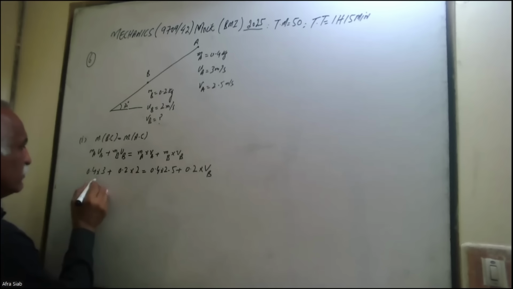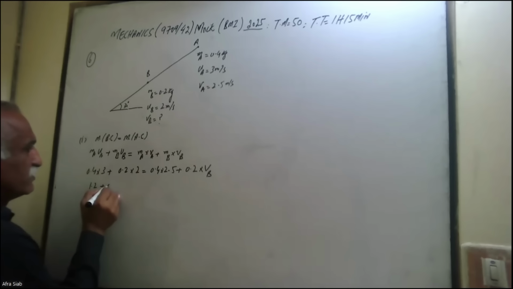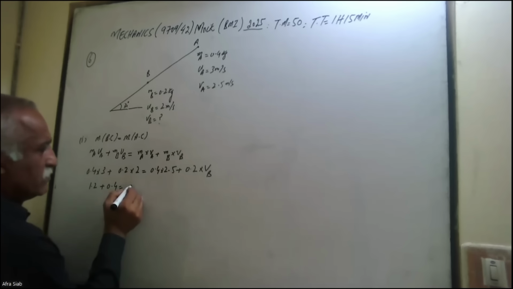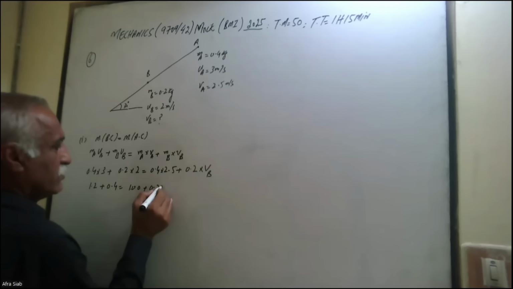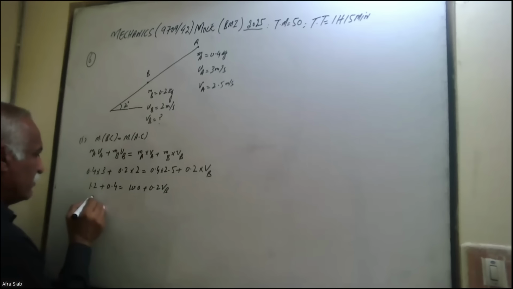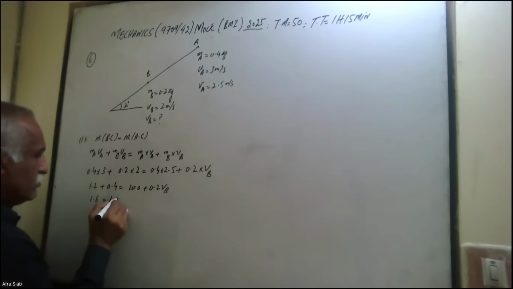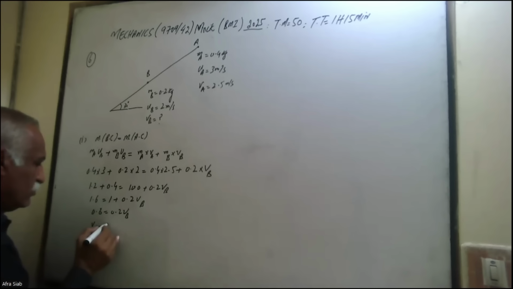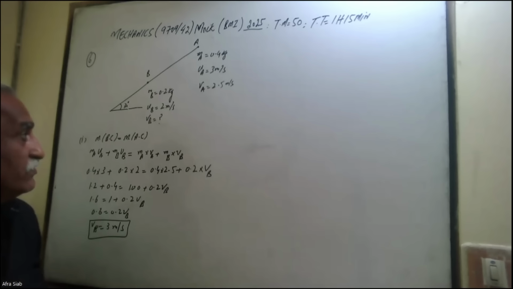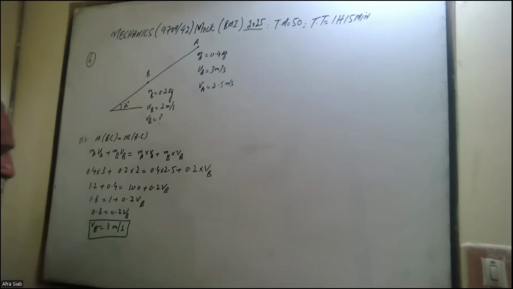So this will become 1.2 plus 0.4 is equal to 1 plus 0.2 velocity of B. So velocity of B is equal to 3 meters per second. So this is the velocity of B after the collision, equal to 3 meters per second.